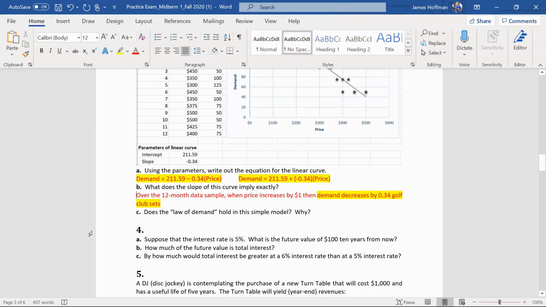Okay, so this is how you interpret it. So over the 12-month data sample, when price increases by 1 unit, which is $1, then demand decreases by the coefficient, the slope coefficient, 0.34 golf club size.